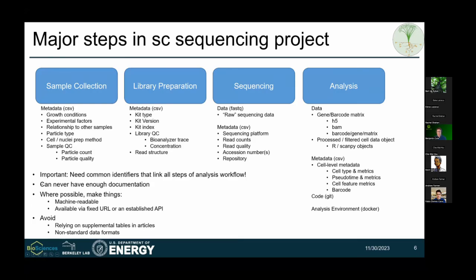And then I can't stress this enough, but you can never have enough documentation for yourself and also for others, to really describe what you did. And where possible, try to make things machine readable, at least, and also available via fixed URL or through an established API. And avoid relying on supplemental tables and articles, which can be paywalled, as well as non-standard data formats.